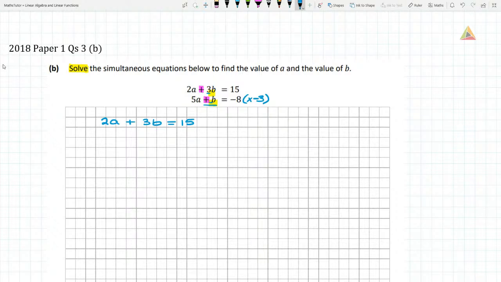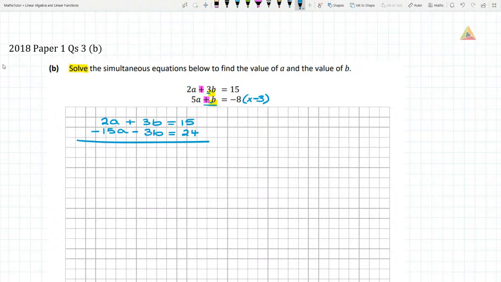And everything in my bottom line gets multiplied by minus 3. So I say the 5a gets multiplied by minus 3, and I get minus 15a. The plus b gets multiplied by minus 3, and I get minus 3b. And on the other side of the equals, the minus 8 gets multiplied by minus 3, and I get 24. So now when I look at these equations, I see that the number in front of the b on the top line is a 3, and the number in front of the b on the bottom line is a 3, and one of them has a plus and one of them has a minus.